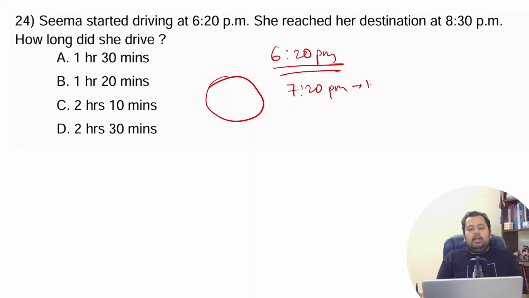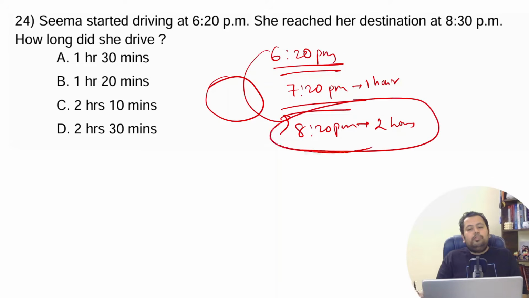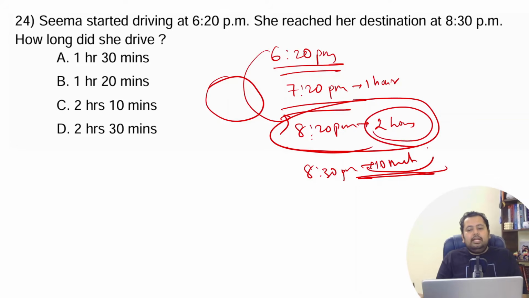Correct. So this is 1 hour, right? 1 hour has passed. From 7:20 p.m. to 8:20 p.m., how many hours would have passed? 2 hours would have passed, right? From 6:20 to 8:20 p.m., 2 hours. From 8:20 to 8:30 is another 10 minutes, correct? So she would drive for 2 hours and 10 minutes.